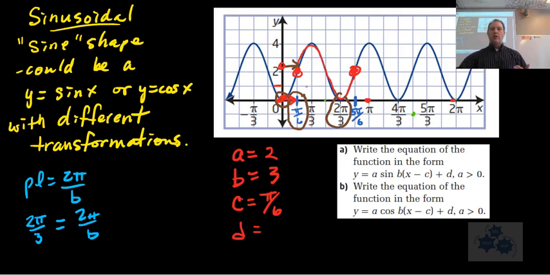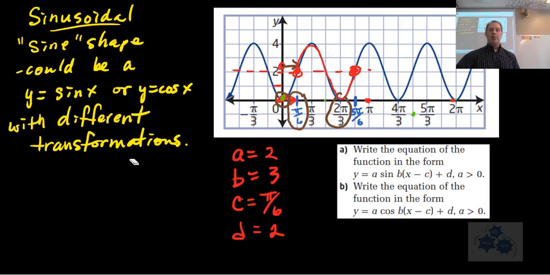Okay. D. Now, this one's easy. Where's the midline? It's originally at 0, but now it's at 2. So D is positive 2. All right? So we're pretty close here now. So let's put this all together and write our equation, and then we'll graph it to see if this looks like it might be the proper graph.